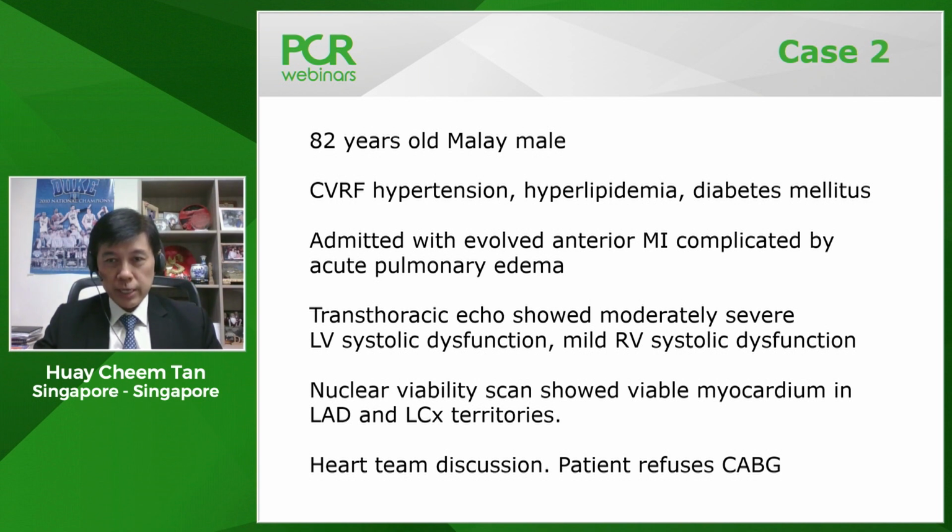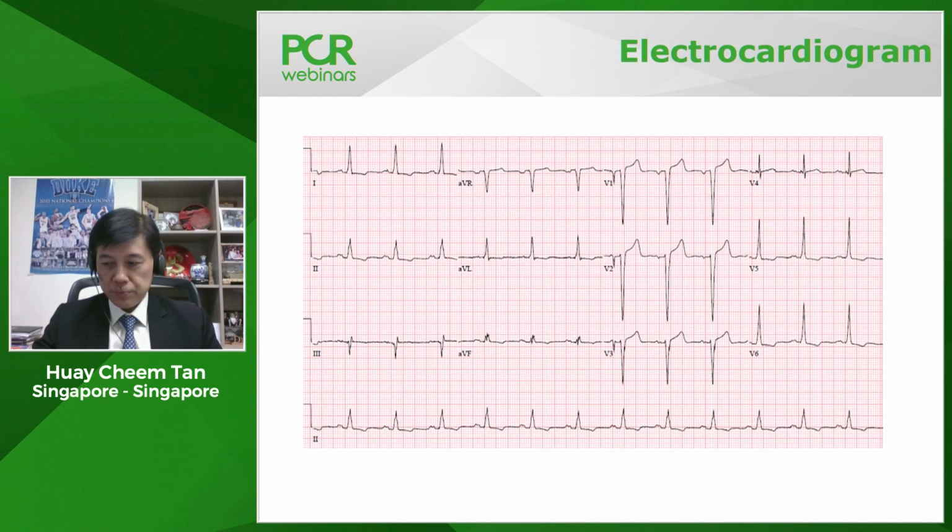And the transthoracic echo shows a severely impaired LV systolic function with LVEF of 35%. But nuclear viability scan shows that there was still viable myocardium in the LAD and the circumflex territories. And so that prompted a heart team discussion for his anatomy. However, the patient has, from the very beginning, refused coronary artery bypass grafting as an option of treatment.